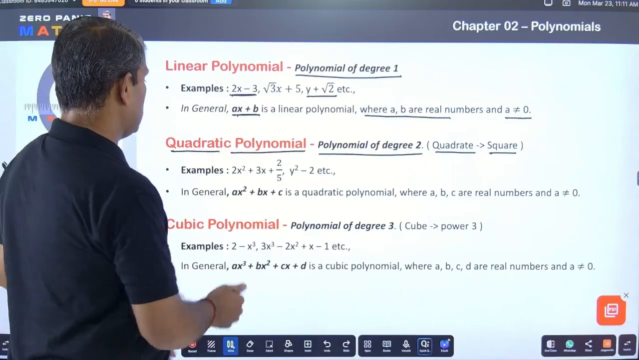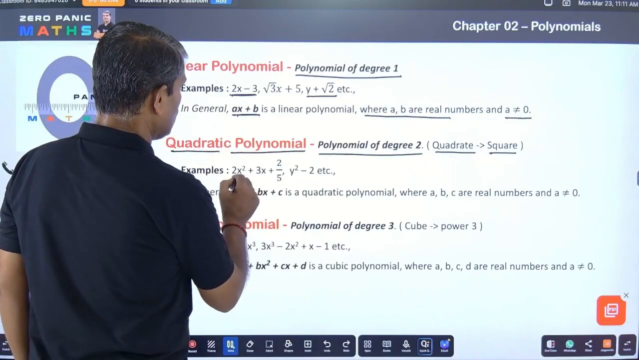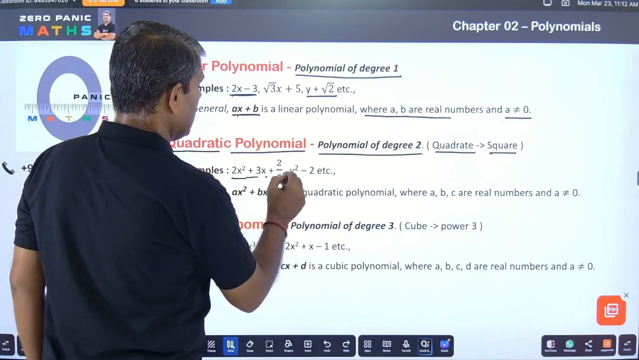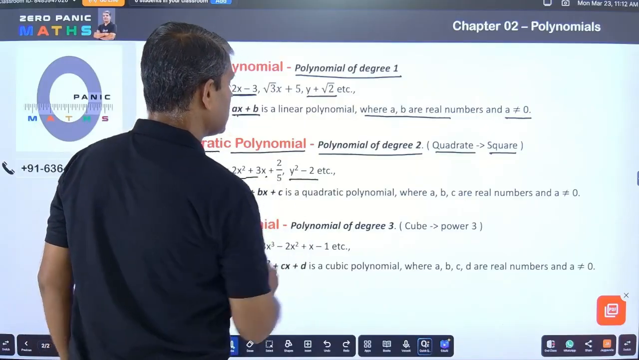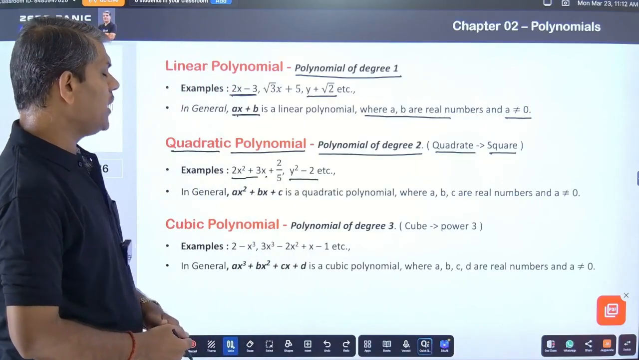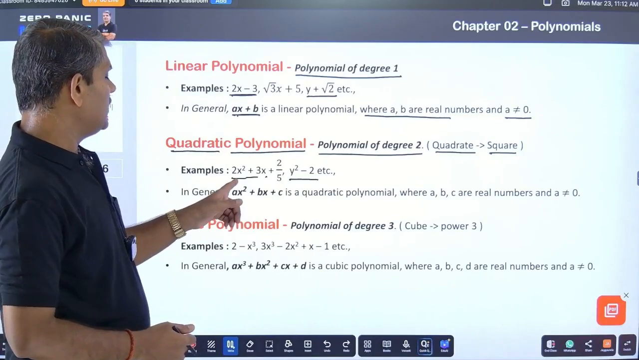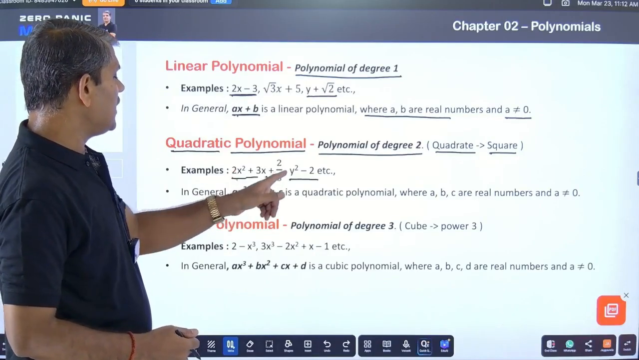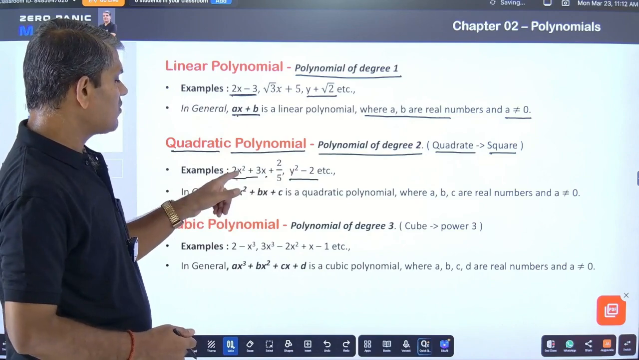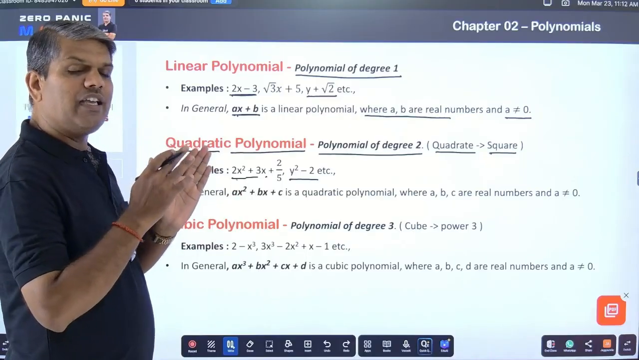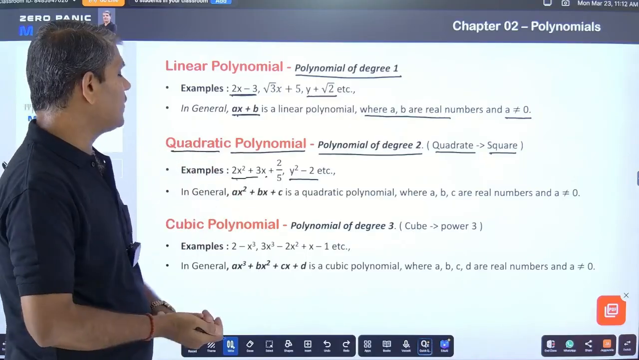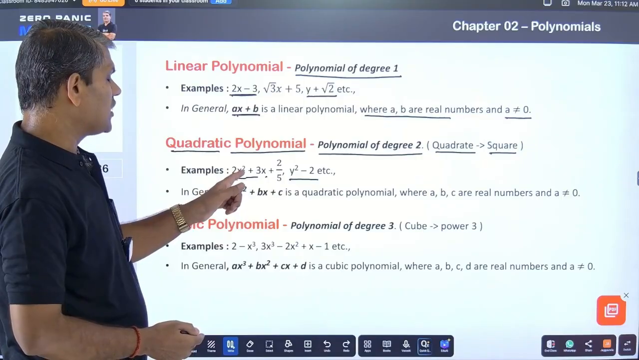Okay, so you can see an example here: 2x square plus 3x plus 2 by 5. Okay, y square minus 2. You can see these two examples. What is the difference here? In these two examples, this is an equation with three terms, where x to the power 2 is the term that decides the degree of a polynomial, that is quadratic polynomial.